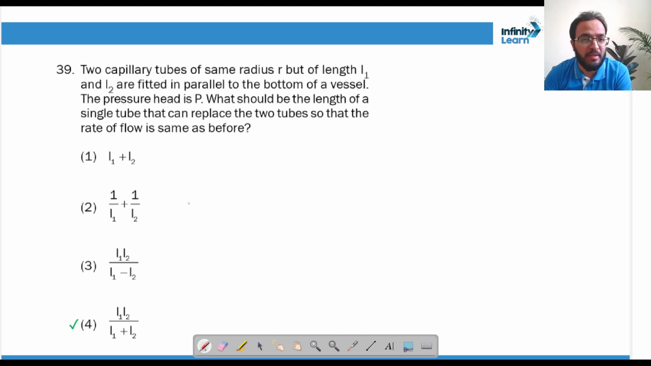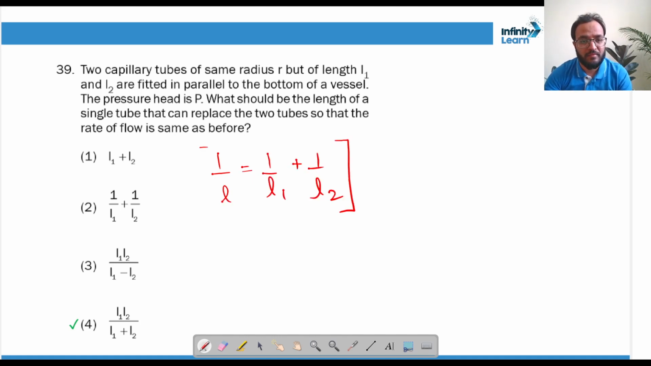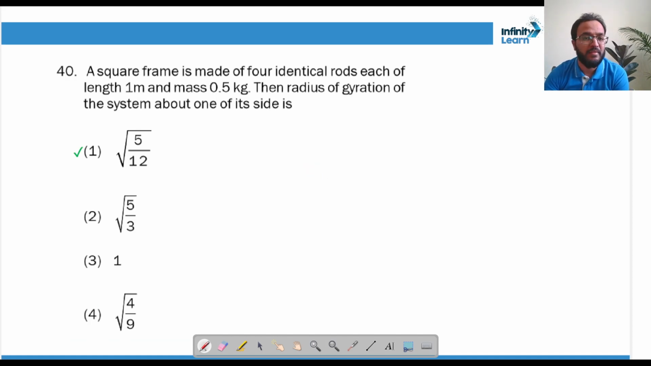Okay. Now, here there's a formula. Whenever two capillary tubes are in parallel, then you can say 1 by L equivalent is 1 by L1 plus 1 by L2. Remember this formula. Okay, so the fourth option is correct, right?